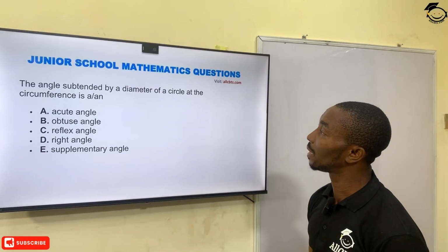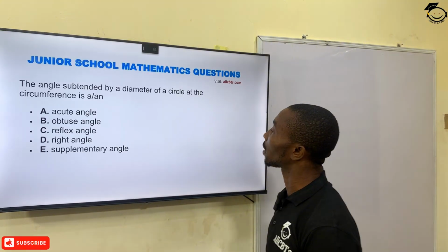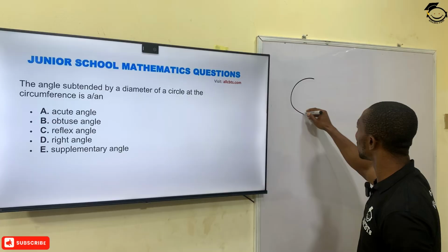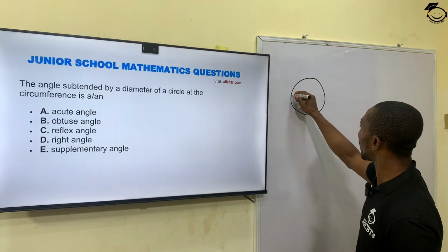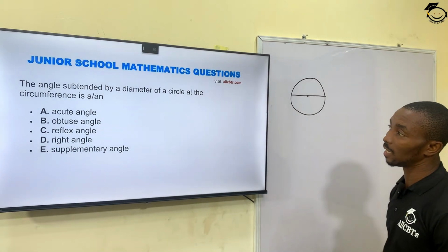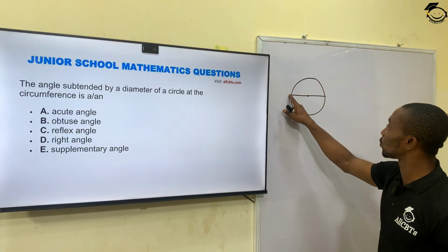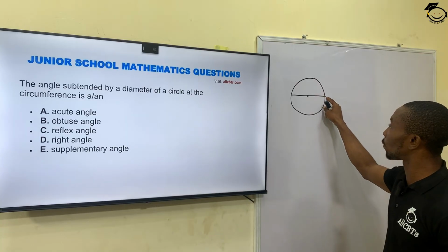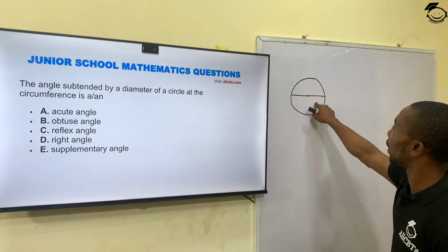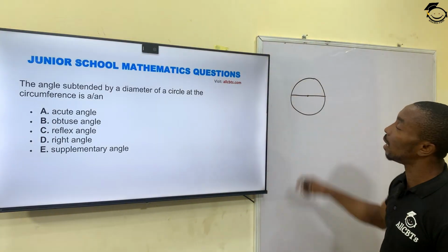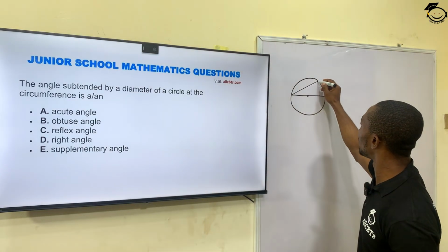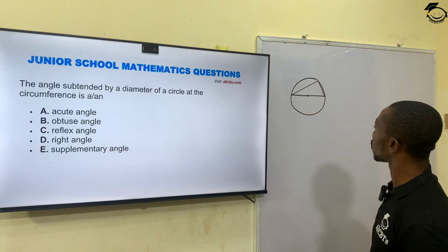The angle subtended by a diameter of a circle at the circumference is, now if we have a circle and we have a diameter, now remember that your diameter is a chord that touches both ends of your circumference passing through the center of your circle. All right, now since we have our diameter in this form, they're asking us for the angle subtended by this diameter at the circumference.